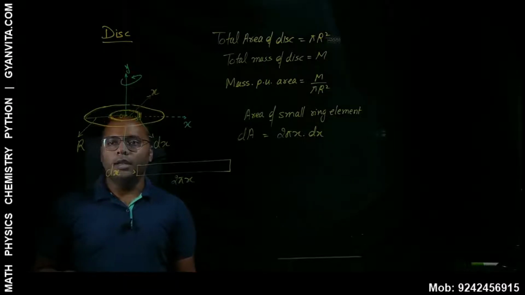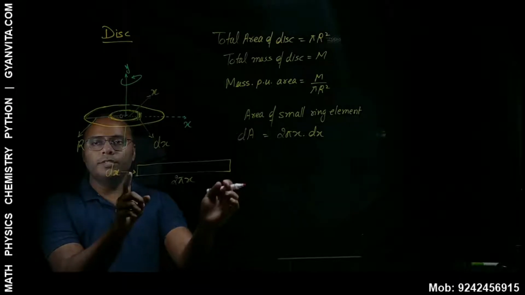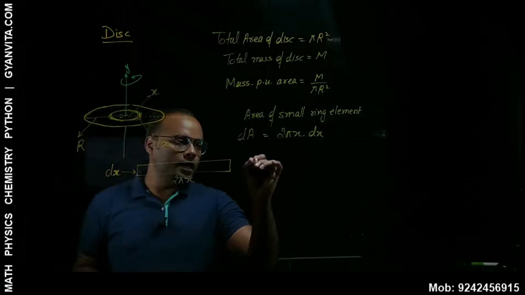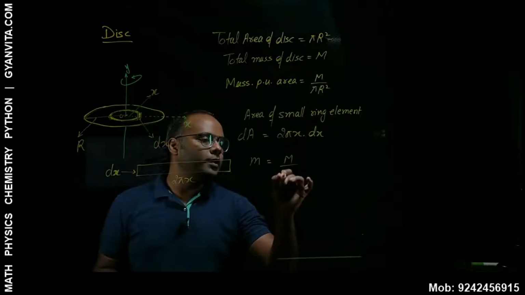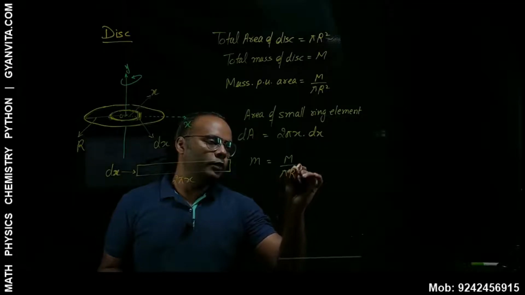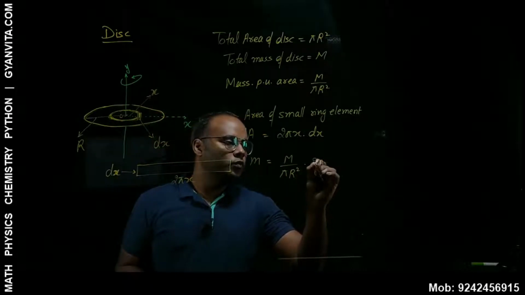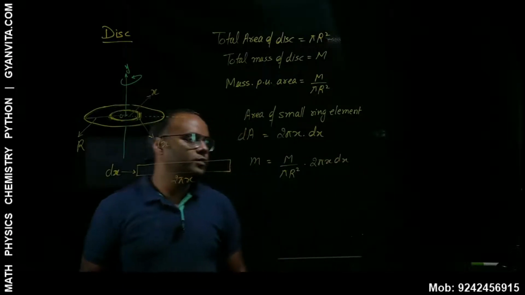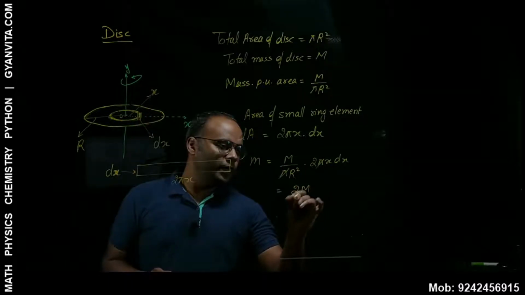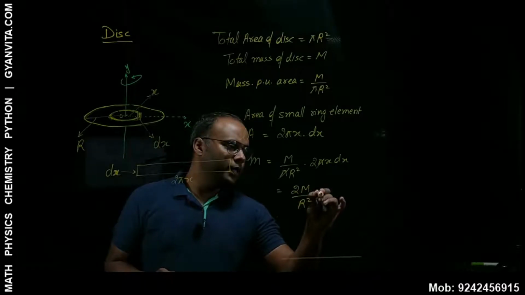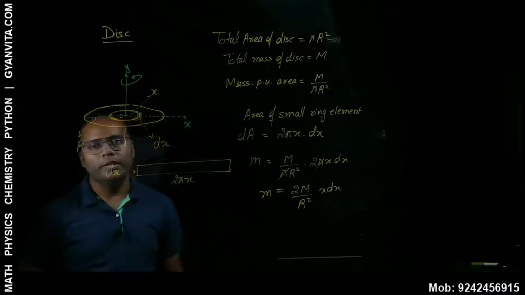Now what will be the mass of this small element, this ring? So the mass will be equal to the mass per unit area, that is m divided by pi r square, into the area, and area is dA, that is 2 pi x dx. So this pi and pi gets cancelled. So you have 2m divided by r square x dx. This is the mass of this small element, right?